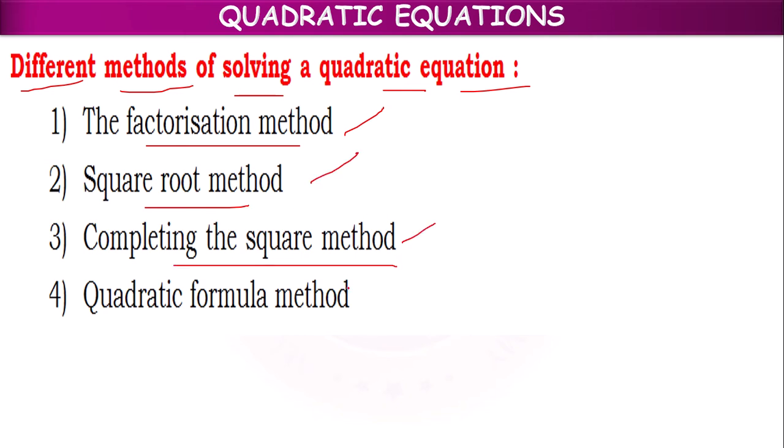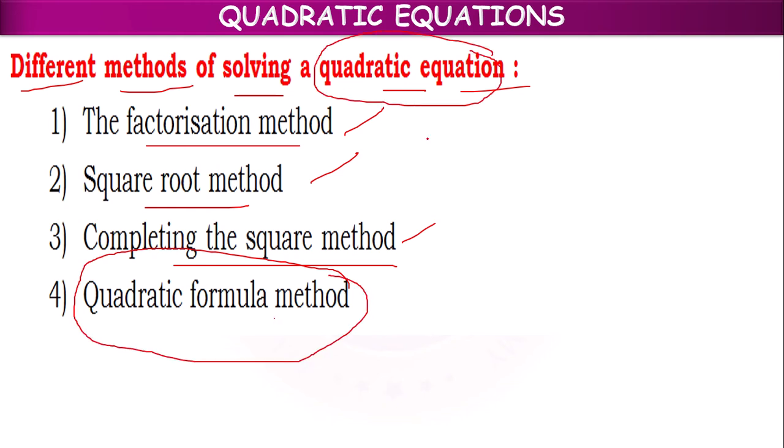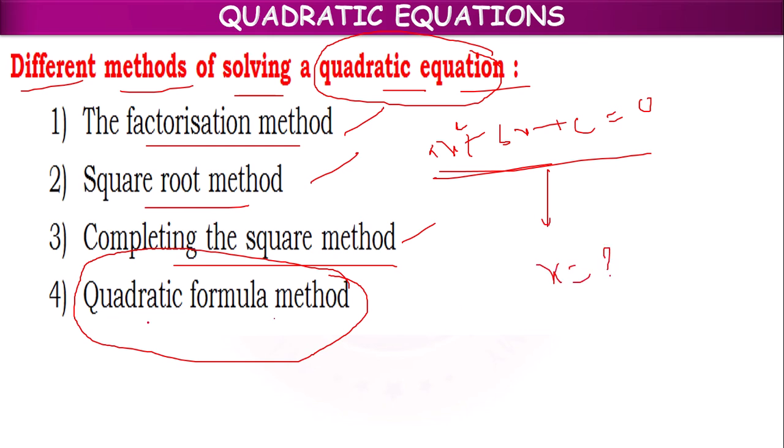Now we have one more method called the quadratic formula method. How to solve a quadratic equation in the form of ax square plus bx plus c equal to 0, that means how to find the value of x by using this quadratic formula method, that we are going to learn today.